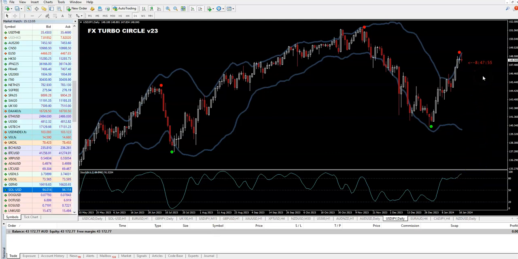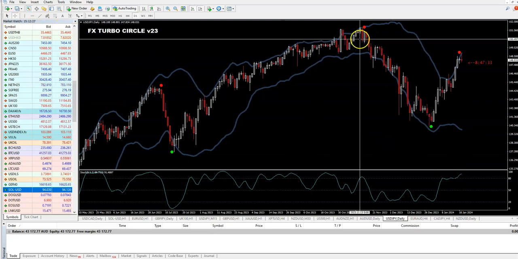So this is a daily chart, so we have 8 hours for this confirmation. It means that stochastic must go down, crossing down this 80 line. Only then will we take a trade. So we must have confirmation here.